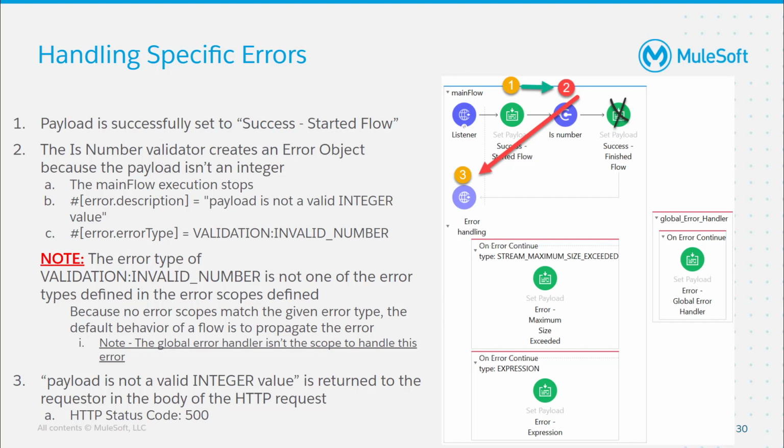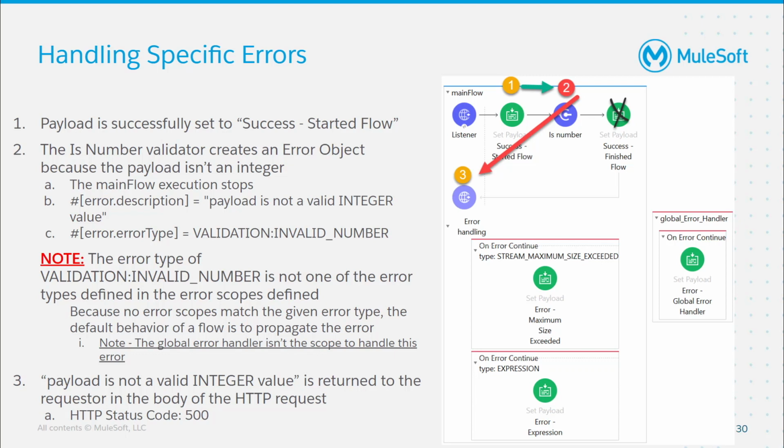In this example, we simply have removed the validation invalid number scope from the previous error handling example. So now, none of the scopes match the error thrown by the isNumber validator. You will also notice that we have defined a global error handler for this application, but you will see that it is never actually called. Because none of the error scopes match the error type defined by the isNumber validator, the Mule default error handler will handle this error. As such, this error is simply propagated to the HTTP listener with the error description of payload is not a valid integer value, and the HTTP status code will be 500.